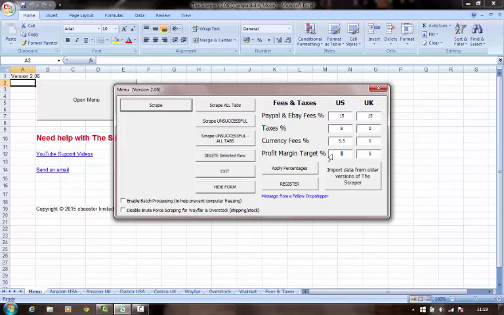Under profit margin, this will be completely up to you. It's the amount of profit that you choose to make. Let's say you want to make 10% on US sales and 5% on UK sales. Or let's say you want to make 7 and 7. Whatever the numbers are, you put them in here.